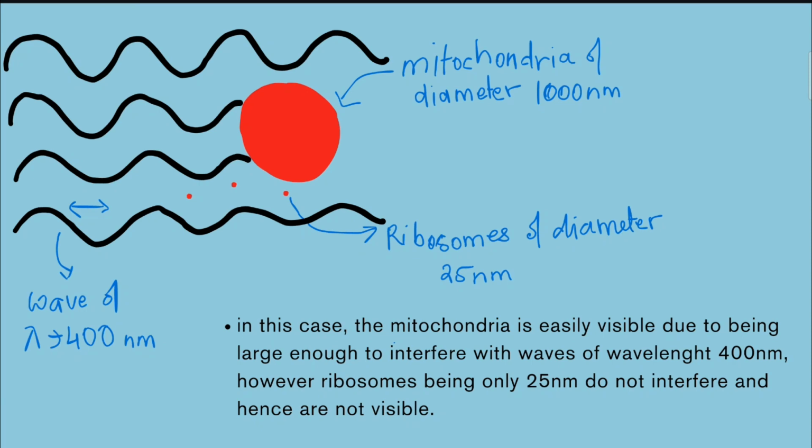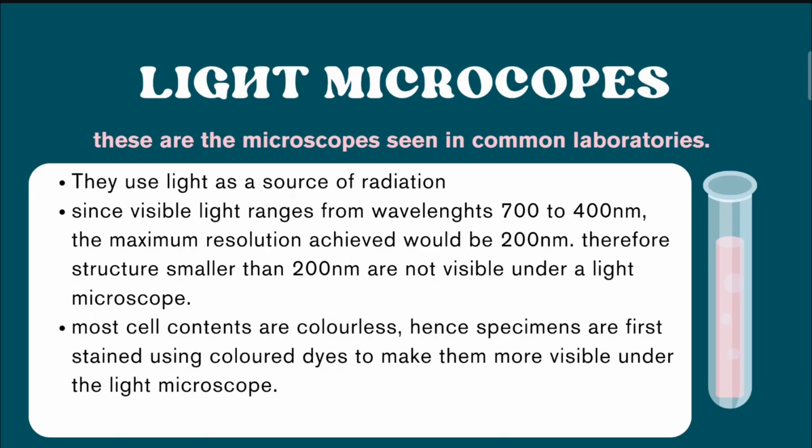Reason being that smaller structures, or anything smaller than 200 nanometers, would not interfere with the waves. Okay, next we talk about the light microscope. So we know what resolution is, and we know what it is based on. Now let's talk about the microscope.